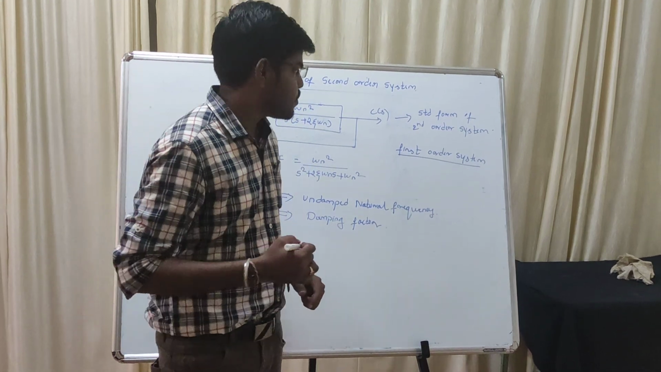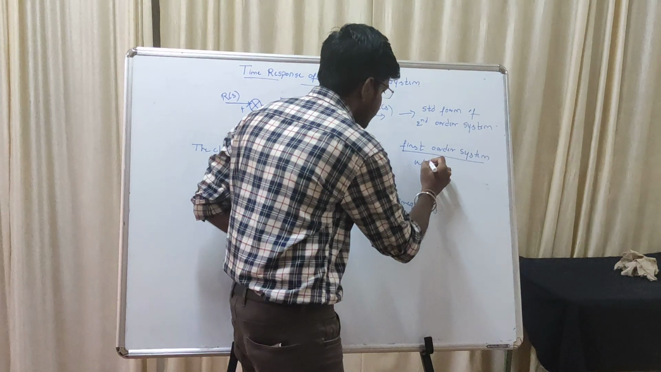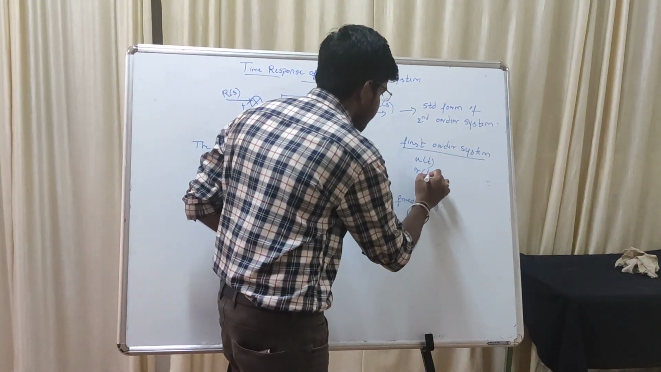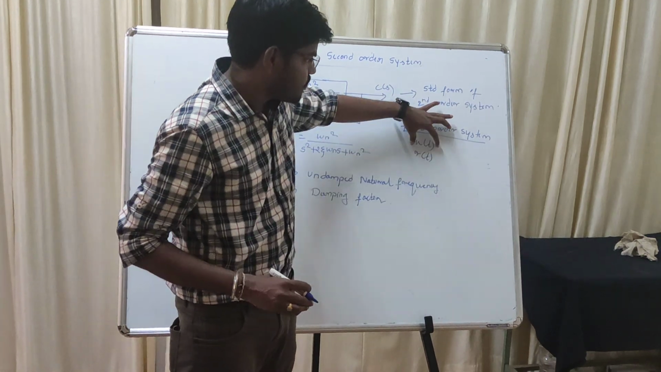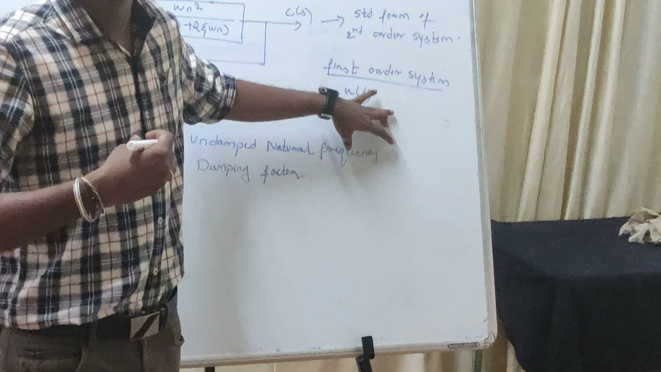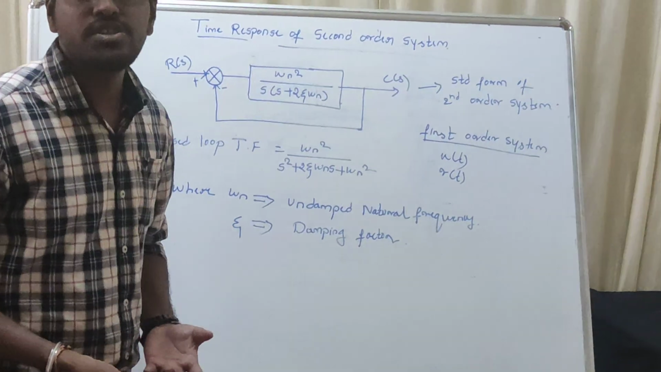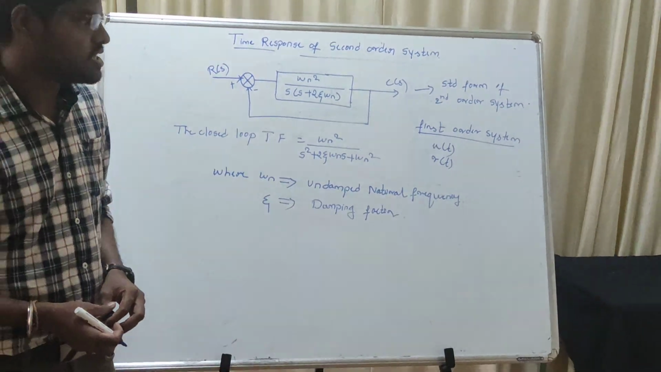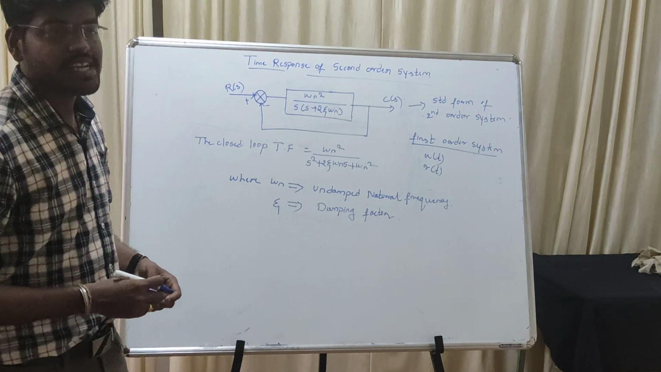We got the response for the first order system when a step input, u of t, is applied, and the second one, when a ramp input is applied. So we saw both cases, the response of the first order system for unit step input and for unit ramp input. In both cases, we studied the complete behavior of the first order system for different test signals. Today let us discuss the topic time response of second order system.